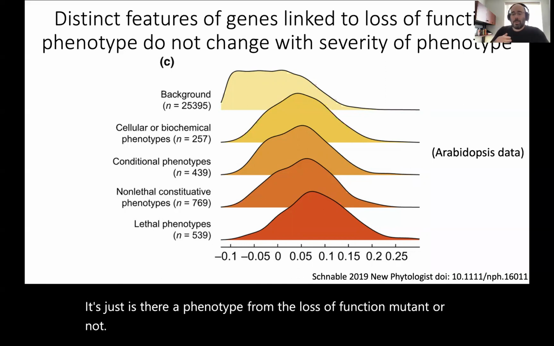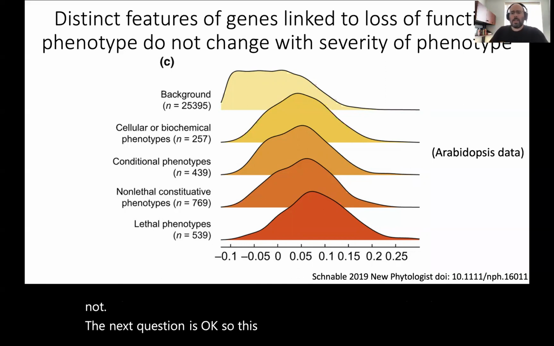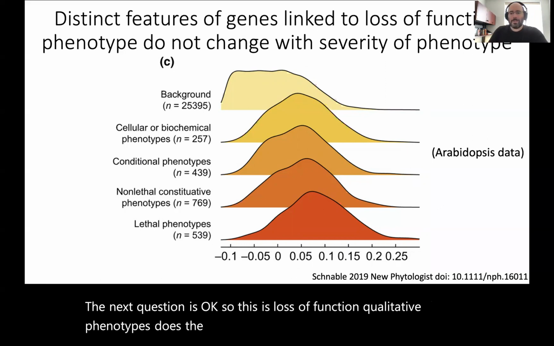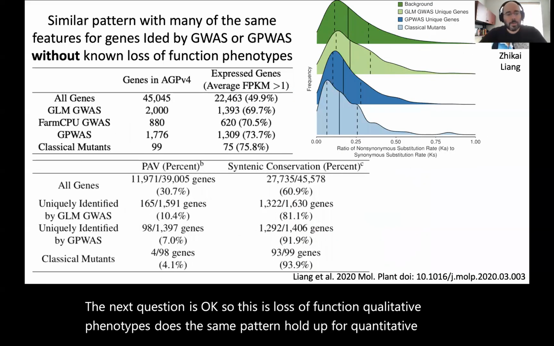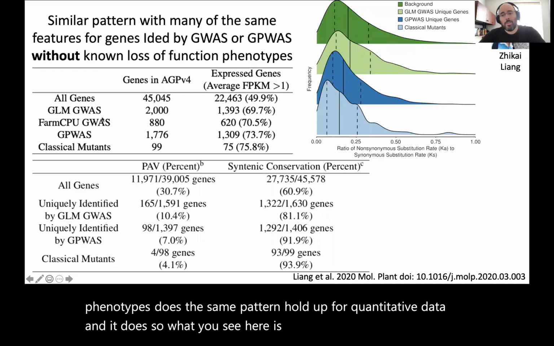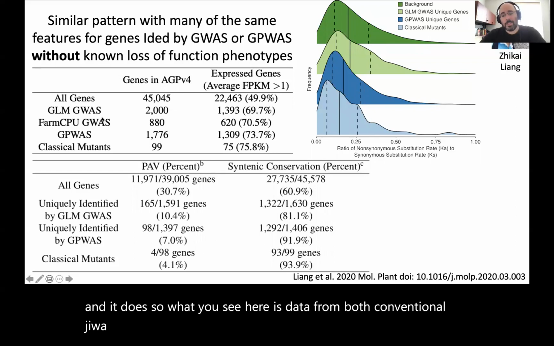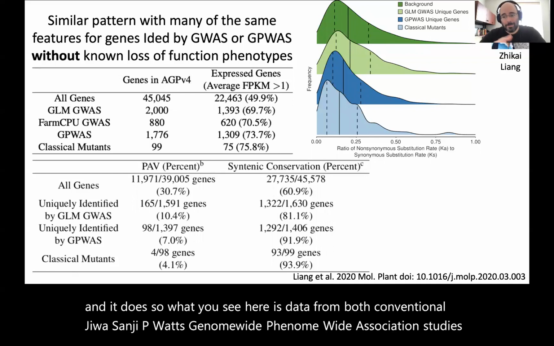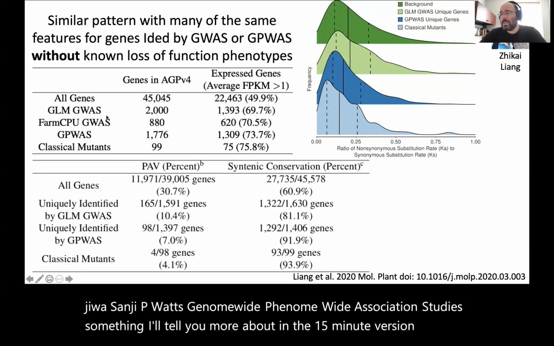The next question is, okay, so this is loss of function qualitative phenotypes. Does the same pattern hold up for quantitative data? And it does. So what you see here is data from both conventional GWAS and GPWAS, genome-wide phenome-wide association studies, something I'll tell you more about in the 15-minute version of my talk. And we see the same pattern.